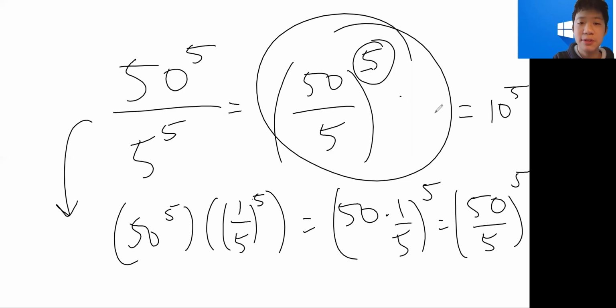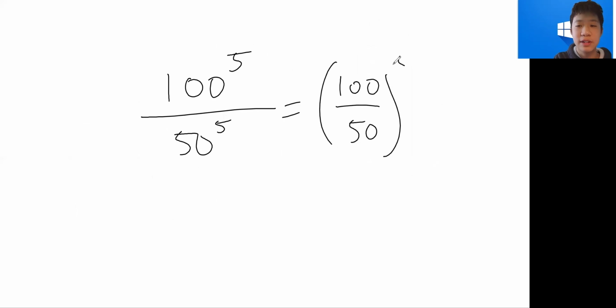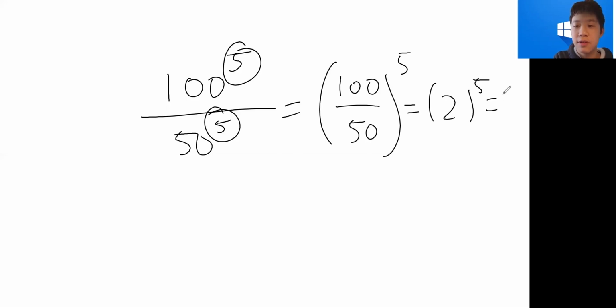Okay, so we can do a similar thing with division. So what if I gave you 100 to the 5th divided by 50 to the 5th? Pause the video and try to figure it out yourself. And now I can just put these two numbers under one exponent because they're going to the same exact power. And what I get is 2 to the 5th, 32.